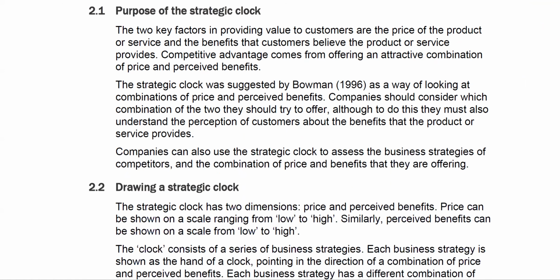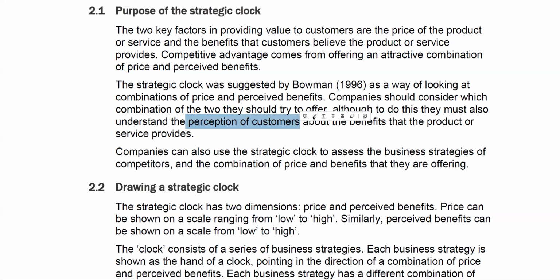So let's look at the purpose of the strategic clock. Now, there are two key factors in providing value to customers: the price of the product or service and the benefits that customers believe the product or service provides. So competitive advantage comes from offering an attractive combination of price and perceived benefits. Now, this strategy clock was suggested by Bowman as a way of looking at combinations of price and perceived benefits. And companies should consider which combination of the two they should try to offer. Although to do this, they must also understand the perception of customers.